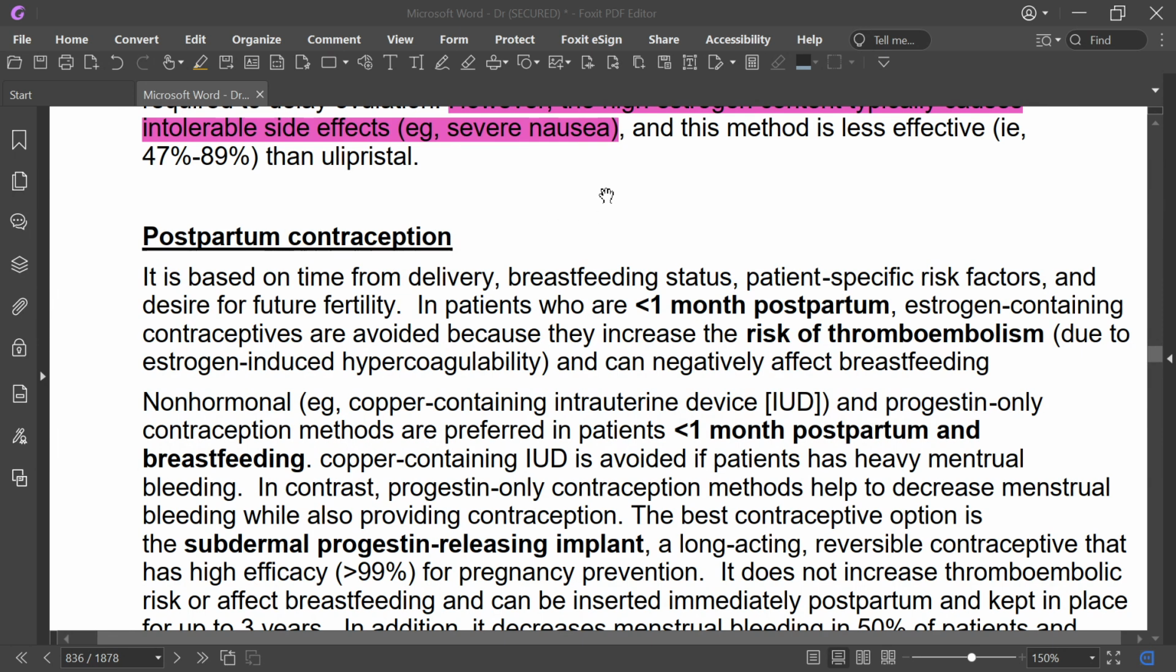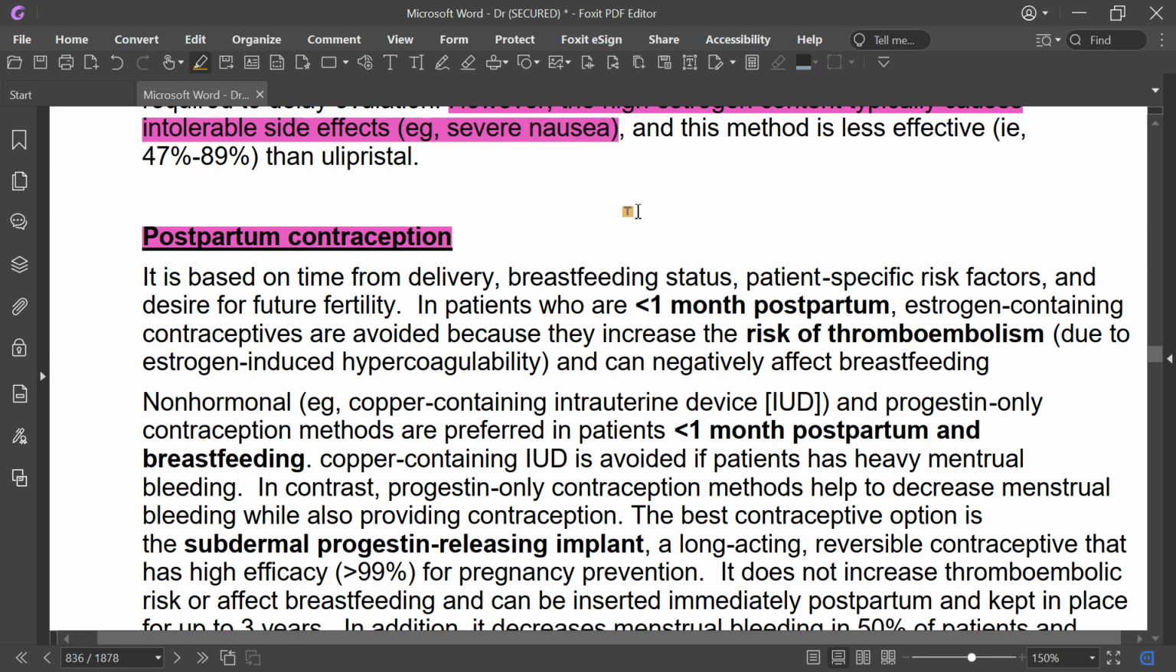Now, postpartum contraception. Postpartum contraception is based on time from delivery, breastfeeding status, patient-specific risk factors, and desire for future fertility.